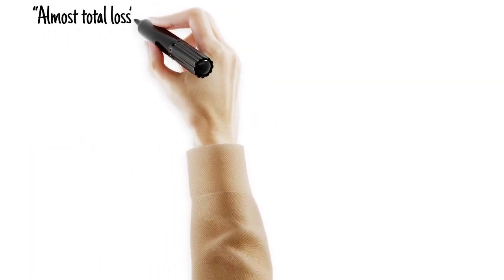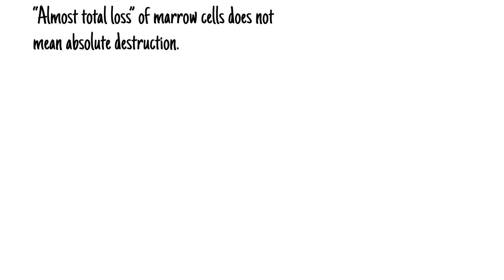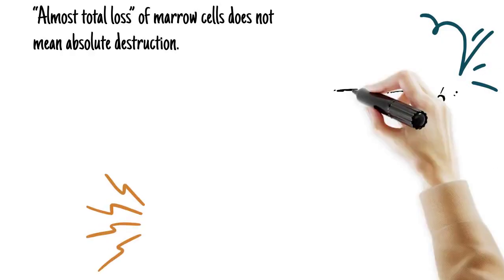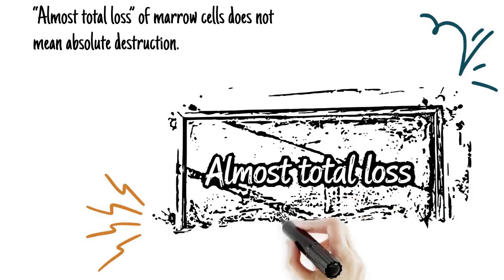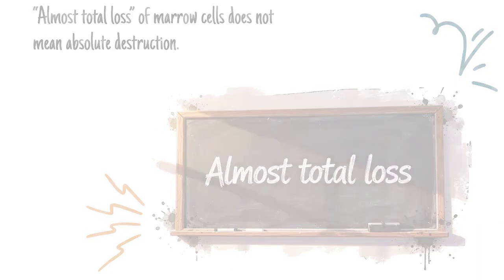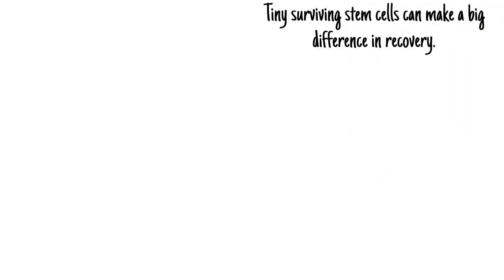There is an important nuance hidden in the phrase almost total loss of hematopoietic cells that we need to unpack carefully. The destruction in aplastic anemia is not necessarily absolute. Even in severe disease, tiny remnants of surviving stem cell populations may still be present within the marrow. This distinction turns out to be enormously therapeutically significant.